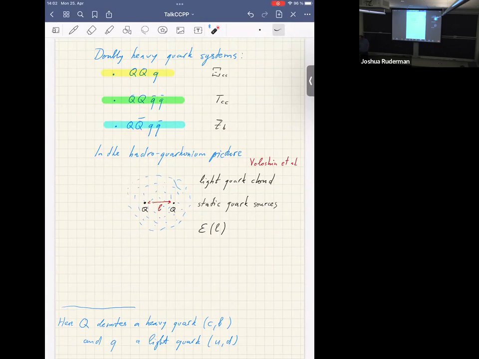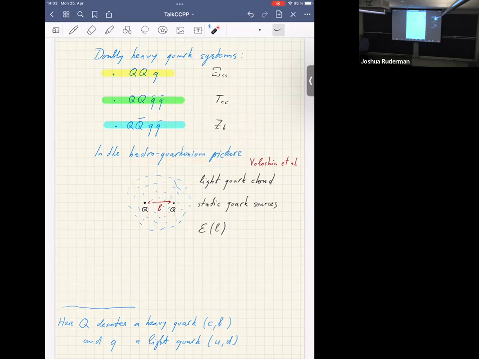And the main candidates for such hadrons are CCC, TCC, ZB. The first 2 were discovered quite recently at CERN, at the LHCb collaboration, and the second is from Japan, from Belle. I will use the hadroquarkonium picture mainly promoted by Voloshin and Kosas.